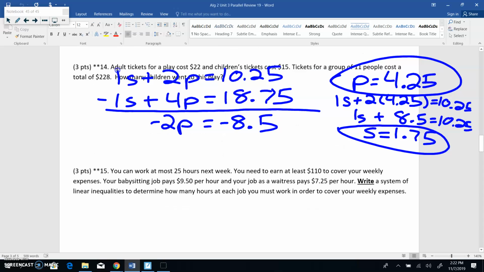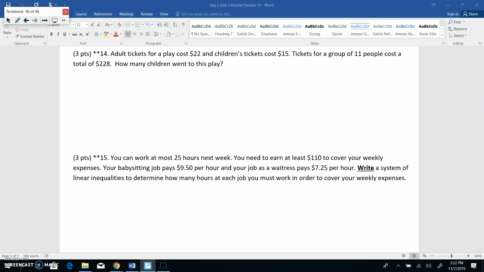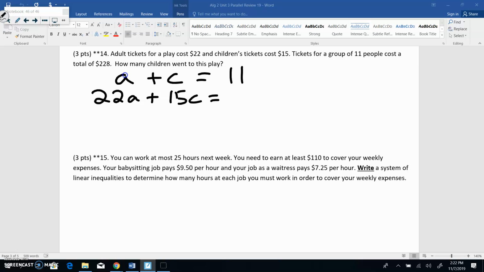Next piece to this, number 14. The adult tickets for a play cost $22. Children's tickets cost $15. We're going with a group of 11, and it costs $228. So how many children went to this play is what we're looking for. First of all, I have adults, I have children, and I know there's 11 going. Each adult ticket is $22, each child ticket is $15, and I know we spent $228.